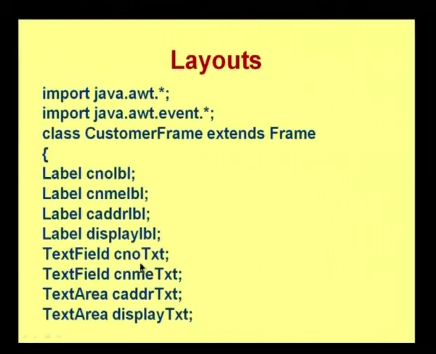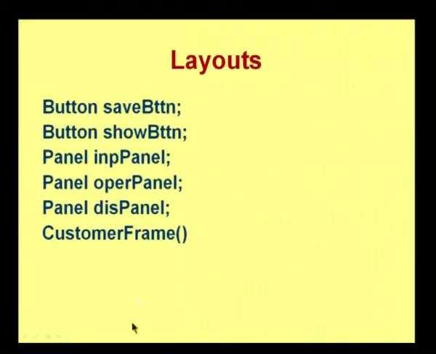For this I have labels, and then again for the same purpose I have text fields also. Next, I have two buttons, save and show button, and then here I have a few panels. One is the input panel, and the other is another panel in which I specify the buttons, all the operation panels, and then another panel called the display panel.